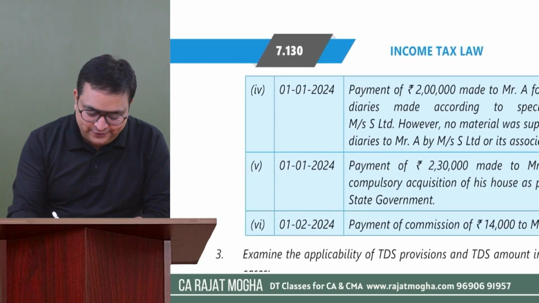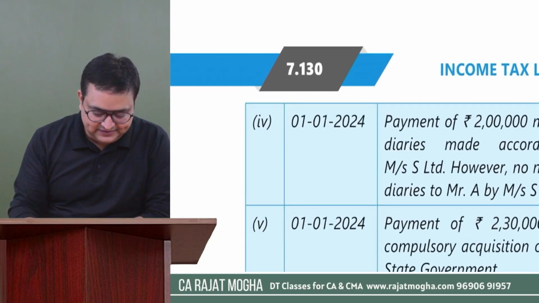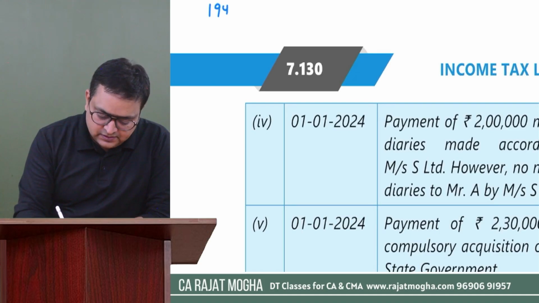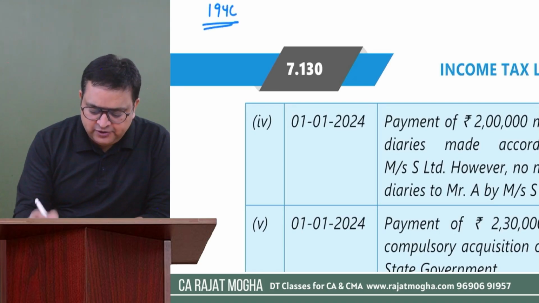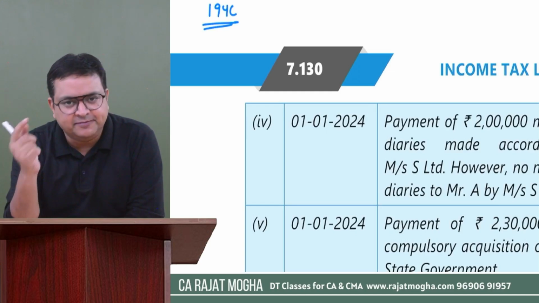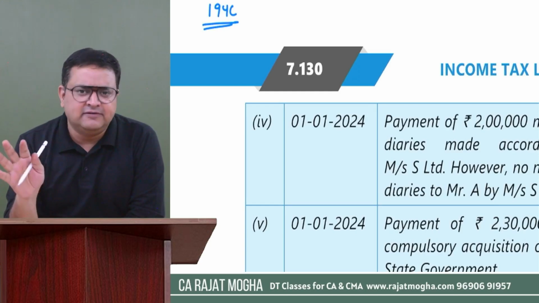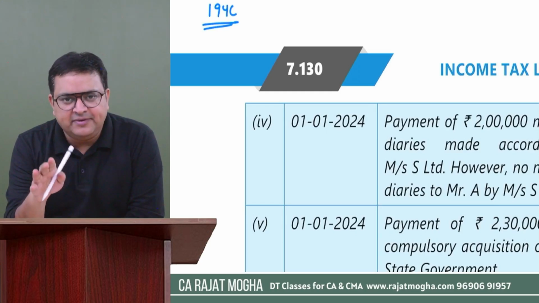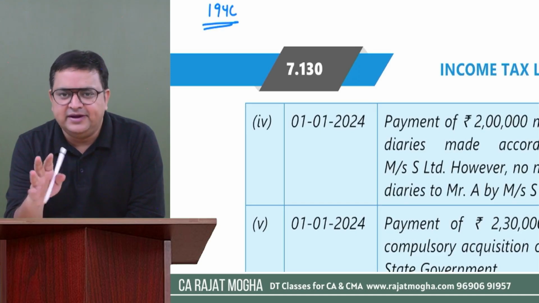Let me explain you section 194C. About 194C, now we know that the rate is 1% or 2%. It depends on the receiver. If that person is an individual, the rate is 1%, otherwise 2%. We know the threshold limit is 30,000 for single, and for multiple it is 1 lakh.